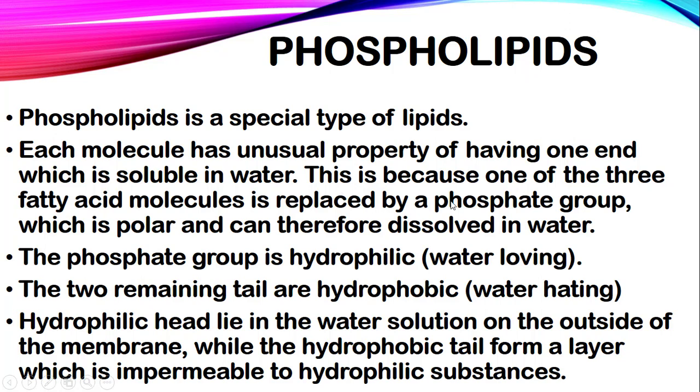This is because one of the three fatty acid molecules is replaced by a phosphate group. This is polar and can therefore dissolve in water. The phosphate group is hydrophilic, water loving. The two remaining tails are hydrophobic, water hating. Hydrophilic heads lie in the water solution on the outside of the membrane, while the hydrophobic tails form a layer which is impermeable to hydrophilic substances.